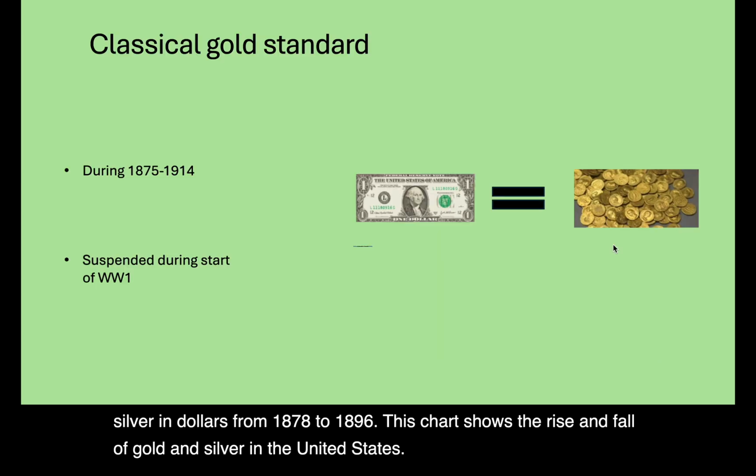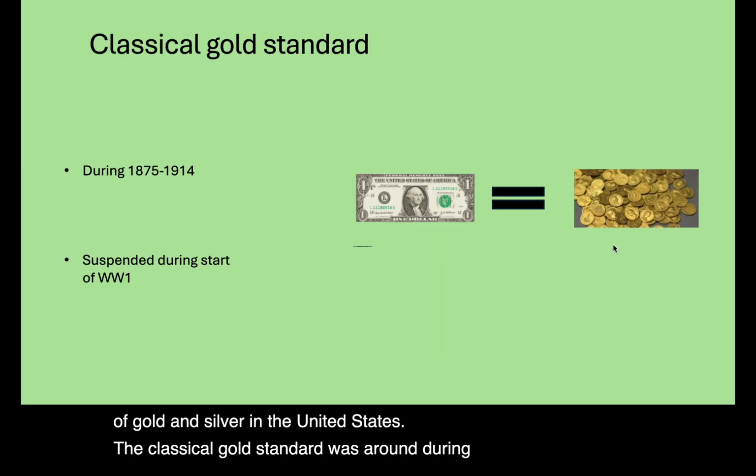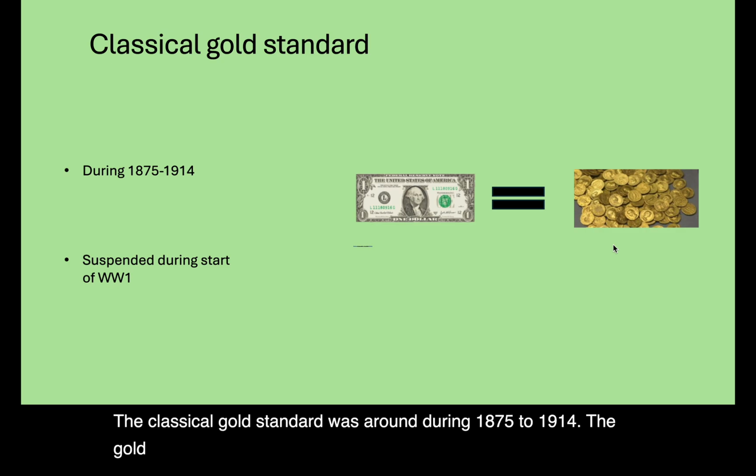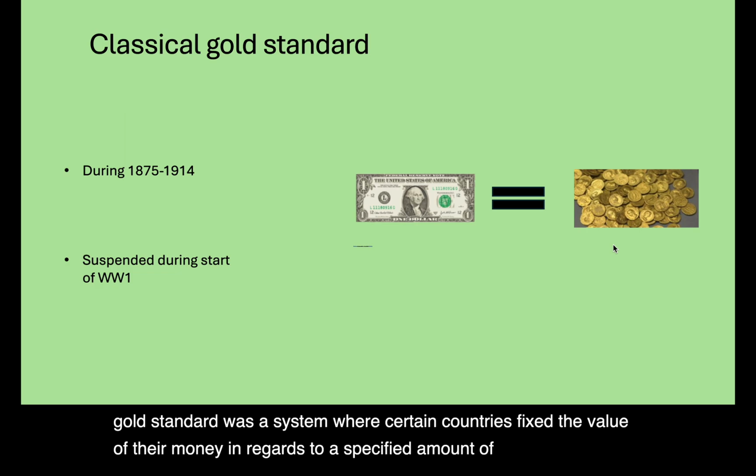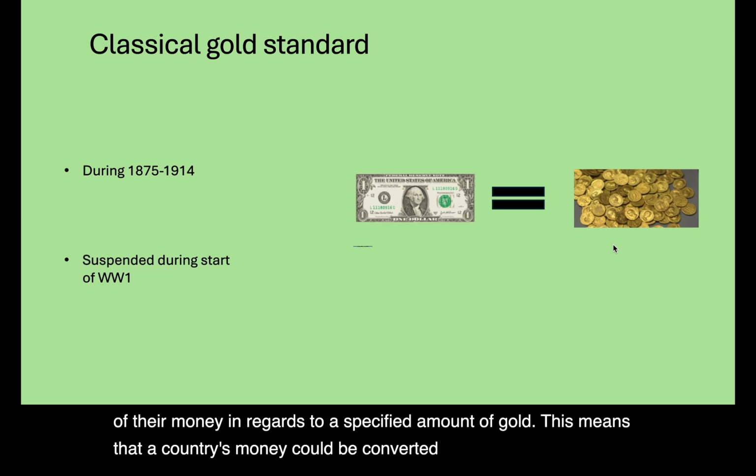The classical gold standard was around during 1875 to 1914. The gold standard was a system where certain countries fixed the value of their money in regards to a specified amount of gold. This means that a country's money could be converted into gold at an arranged price.